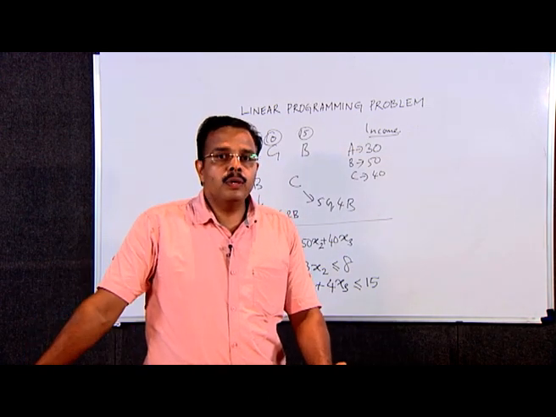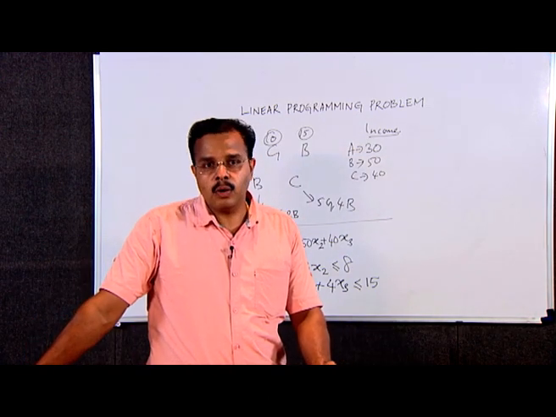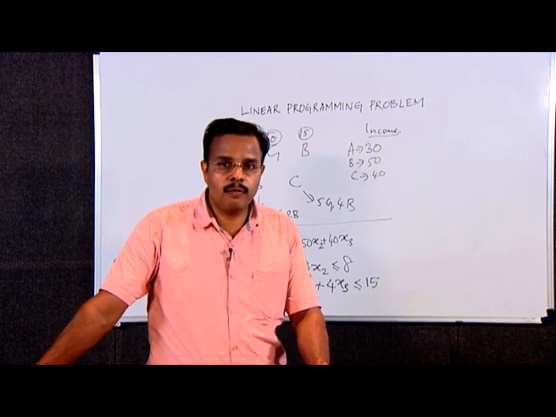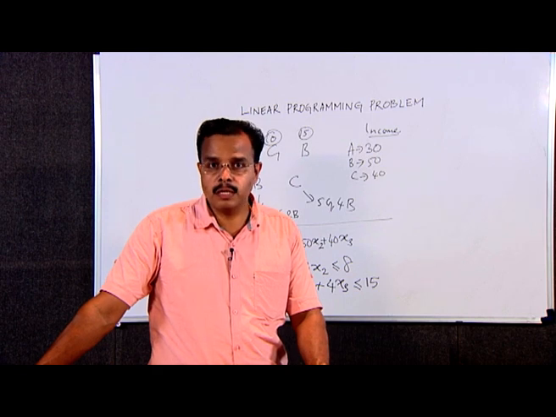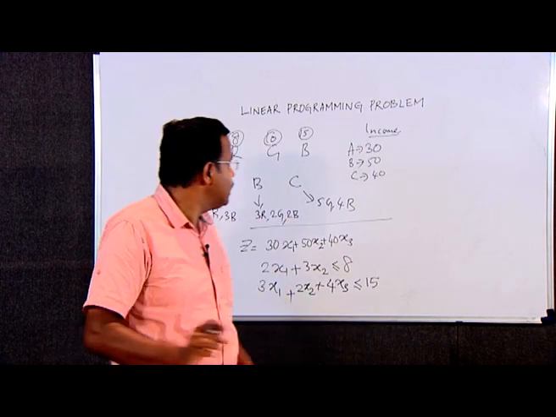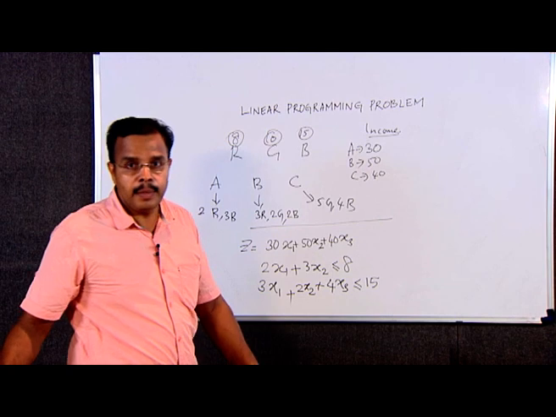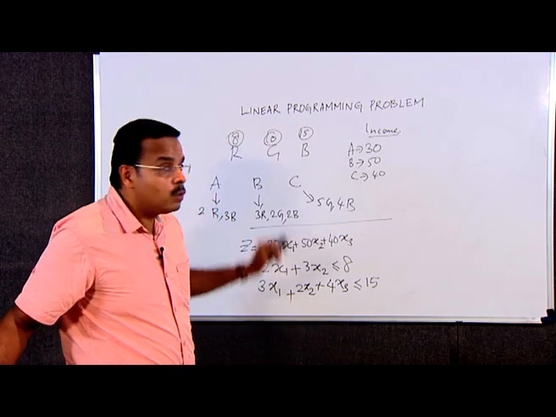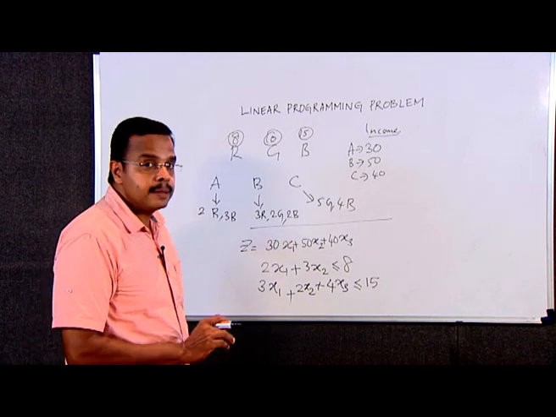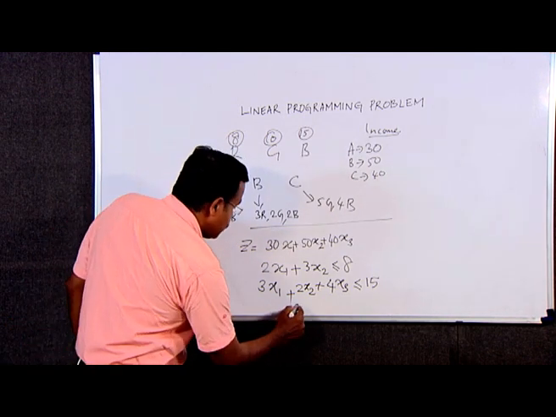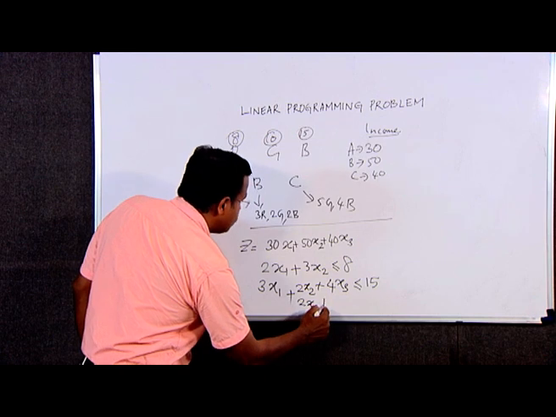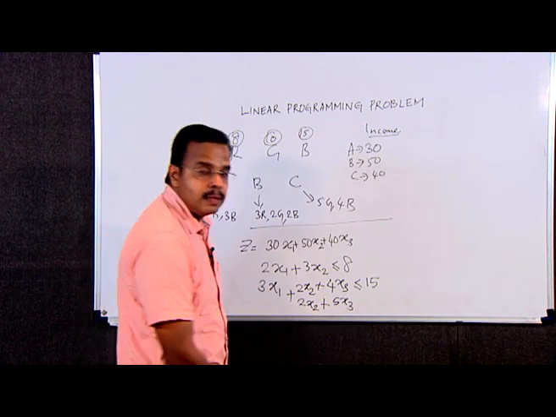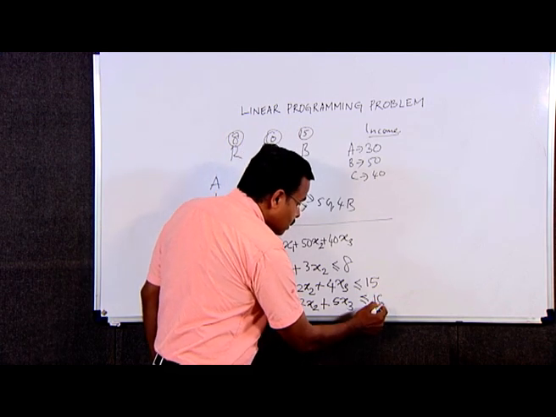In the same way, 1 unit length of type B cloth needs 2 meters of green wool and C cloth needs 5 meters of green wool, but the stock of green wool is only 10 meters. So, the maximum usage of green wool should be 10. Hence, 2 into x2 plus 5 into x3 should be less than or equal to 10.